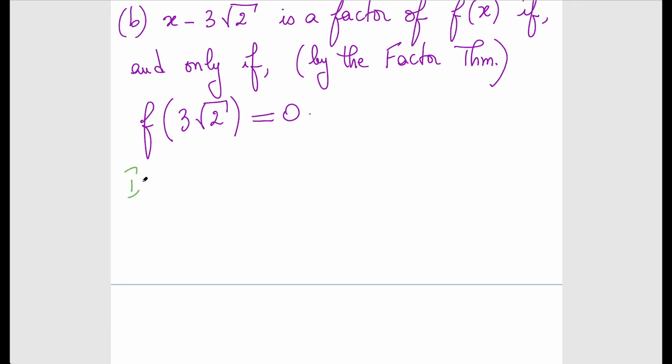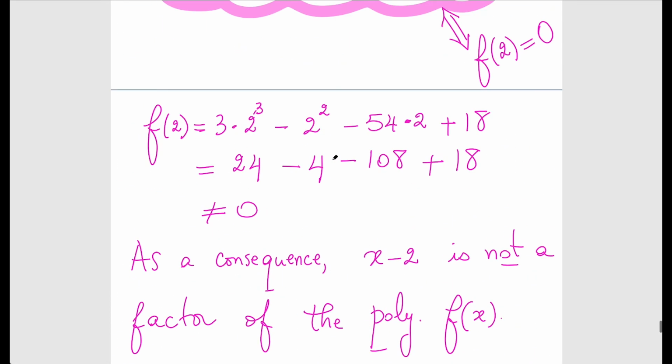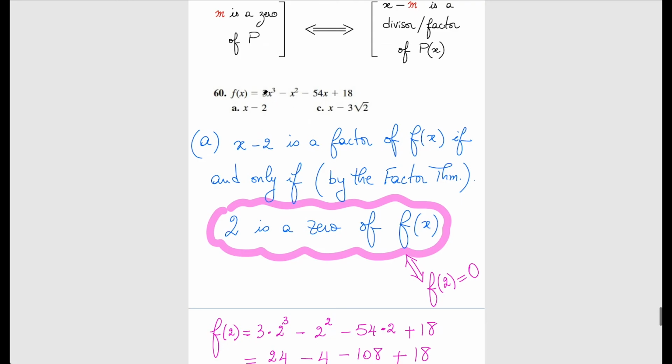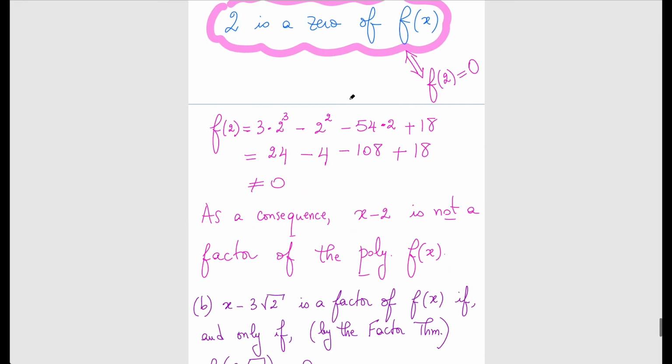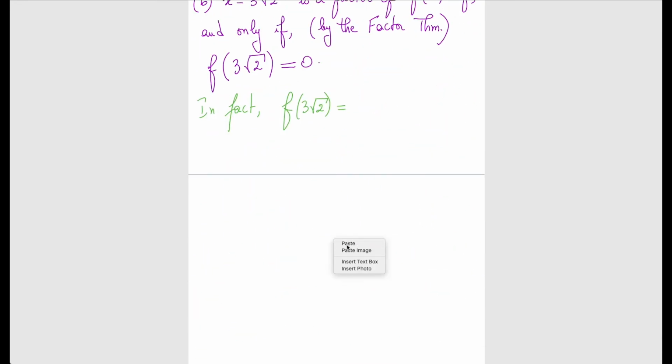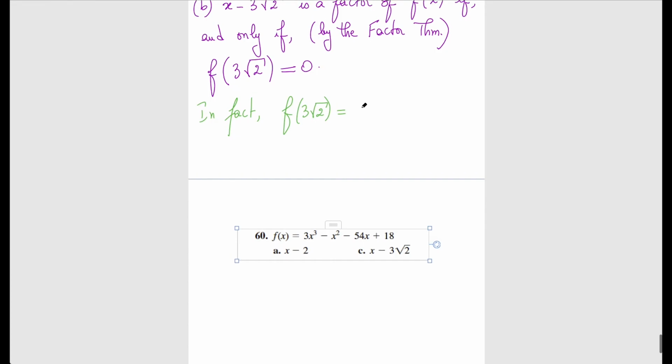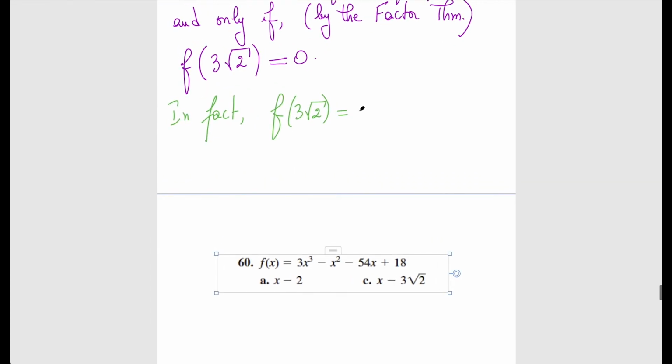So, in fact, what's f of 3 square root of 2? Well, what's f of x? F of x was 3x cubed minus x squared minus 54x plus 18, right? Let's actually paste it here just to be able to plug in the x. So who's the x again? In this case, it's 3 square root of 2, right? That's what's going to take the role of x, and hence I'm going to see it here, here, and here. All right, let's do that.